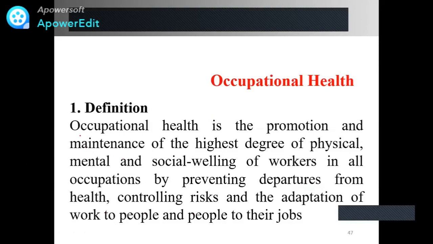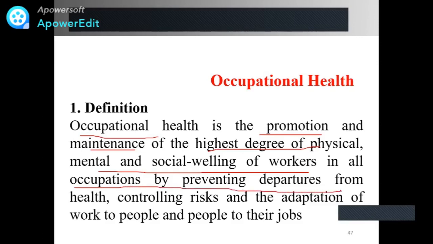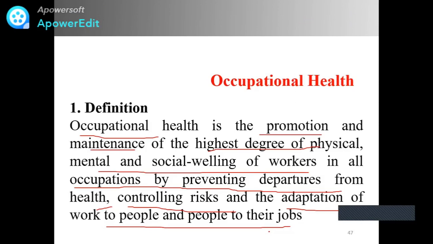What is the definition? Occupational health is the promotion and maintenance of the highest degree of physical, mental, and social well-being of workers in all occupations by preventing departures from health, controlling risks, and adaptation of work to people and people to their jobs.